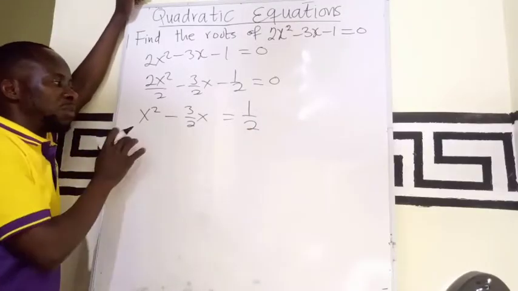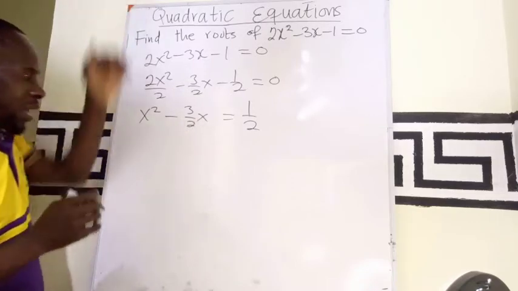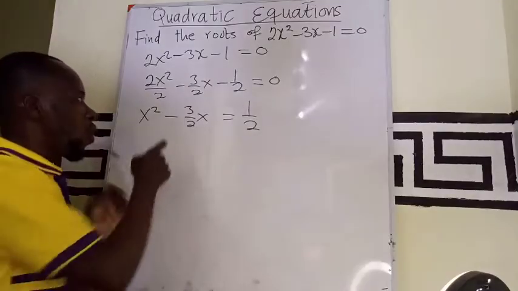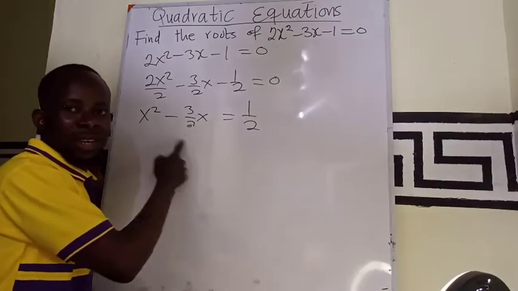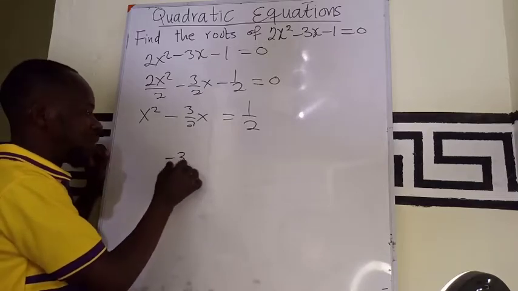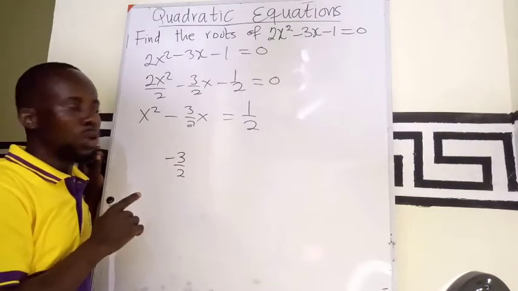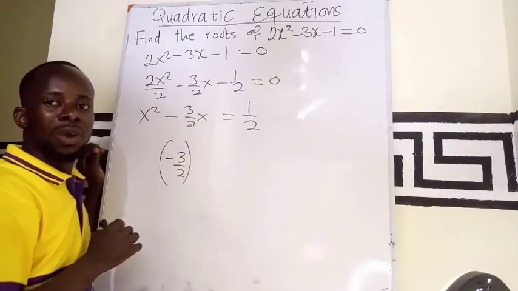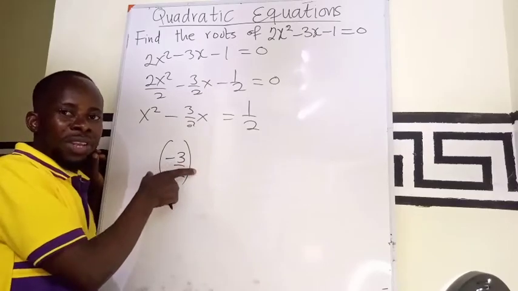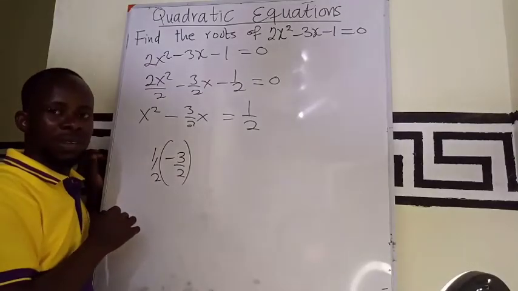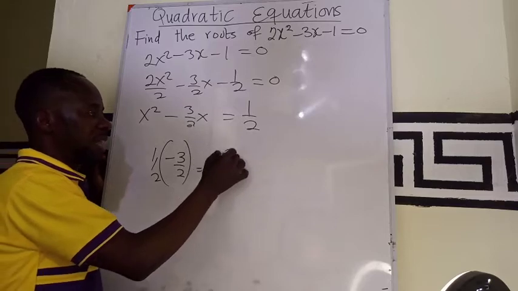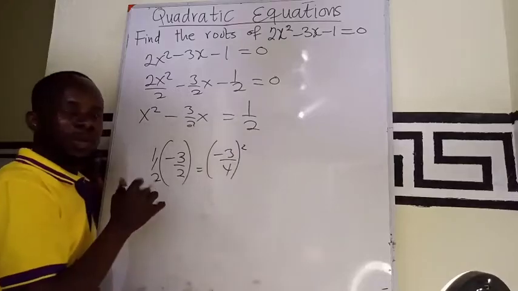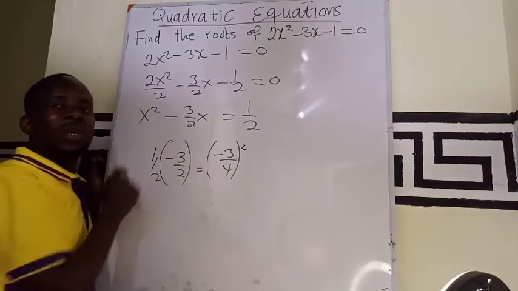So now I am left with x squared minus this. Now the second step to follow is that you find half of the coefficient of x. The coefficient here is minus 3 over 2. It's not only 3 over 2, because the sign is attached to this. So this is the coefficient. We find half the square of this. So let's say half of this is going to give me minus 3 on 4. Then I square the answer. Half the square of the coefficient of x.